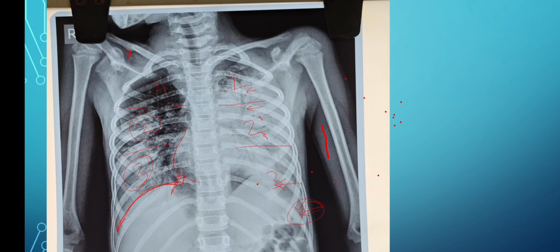What are the differential diagnoses? There is no other differential diagnosis because it involves both the right and left side, but the left side is having lobar pneumonia and the right side is bronchopneumonia.